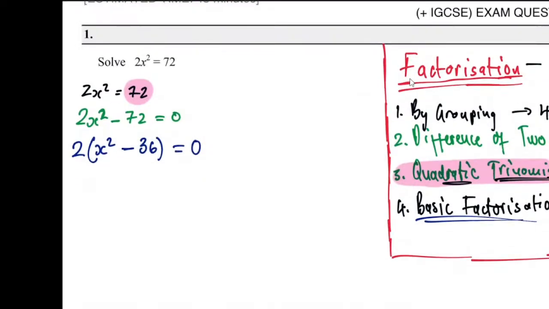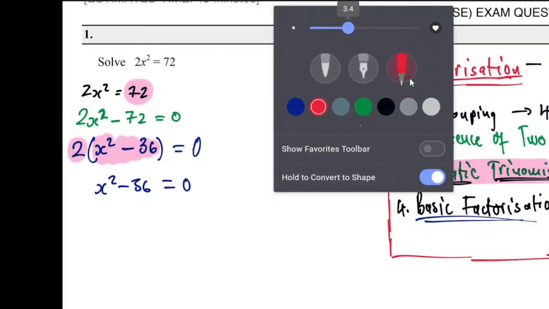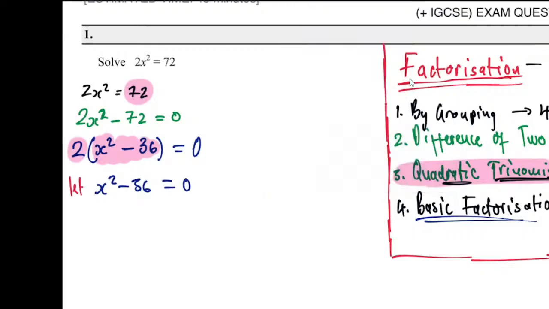Now, what you know is that when 2 things are multiplying to give you 0, it means one of them is 0 or both of those things are 0. Now 2 can't be 0, but this 2 is multiplying this to give us an answer of 0. So automatically it means this is the 0, because it should be 2 times 0. That's the only way you get an answer of 0. So here we can say x squared minus 36 is equal to 0. You can already say let x squared minus 36 equal to 0.